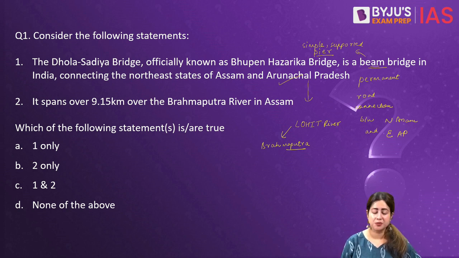Looking at the second statement, it says this bridge spans over about 9.15 kilometer over Brahmaputra River in Assam, and this also is a valid statement, as we just discussed about the Lohit River. In Assam it spans the Lohit River, which again is a part of Brahmaputra River, and hence we can say that both the statements here are absolutely valid, making C as your correct answer.